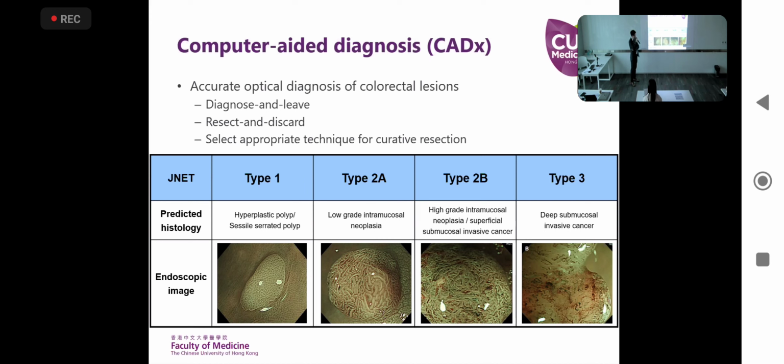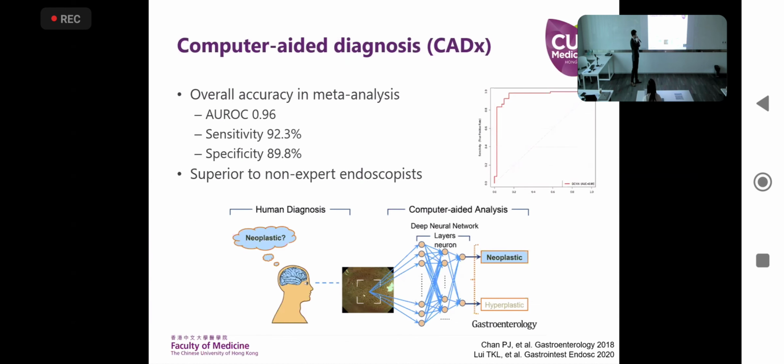And most importantly, the NBI is very important for us to select the resection method, because sometimes when we see a type 3 lesion, we probably should not resect it endoscopically. While on the contrary, if the lesion is type 2A or 2B, we may consider ESD for even a huge lesion. But this is always difficult, probably except for our Japanese experts. So maybe the AI can help us to do this as well.